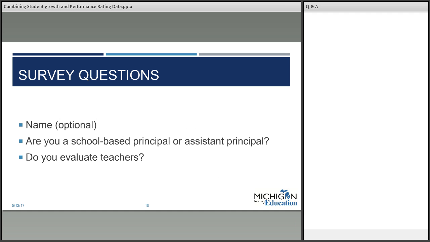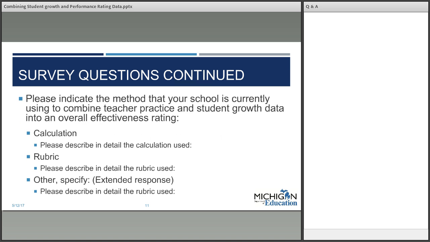So we sent this survey out, and we asked the following questions within the survey. We asked for a name, but that was an optional response, and that was indicated as such. We asked whether the recipient was a school-based principal or assistant principal, and whether they evaluated teachers. An answer of no to either of those questions would bring you to the end of the survey. The recipient would then be asked to please indicate the method that their school is currently using to combine teacher practice and student growth data into an overall effectiveness rating.